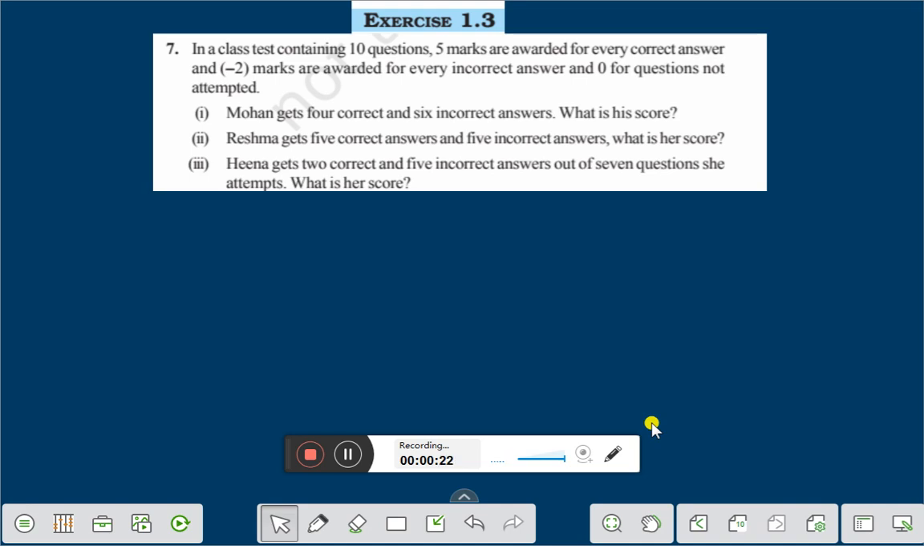2. Resma gets 5 correct answers and 5 incorrect answers. What is her score? And 3. Hena gets 2 correct and 5 incorrect answers out of 7 questions she attempts. What is her score? Let us solve this problem in this way.